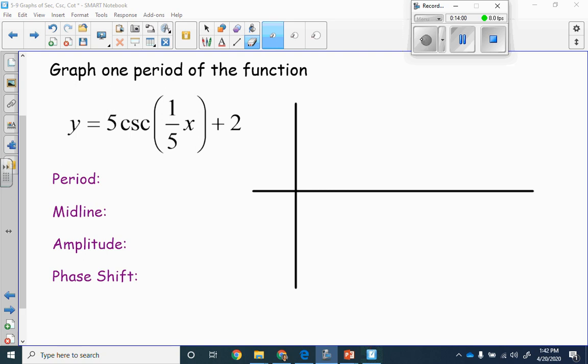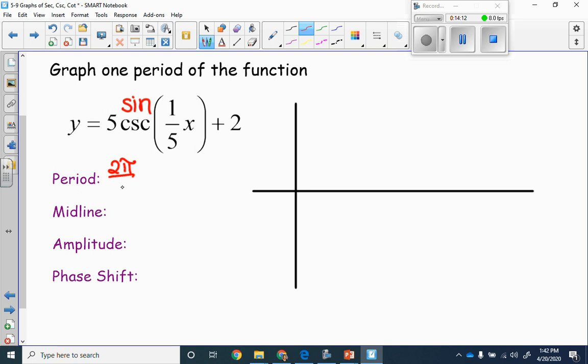Alright, so we're going to try another one right here. So this is the cosecant, so I'm going to tell myself, well, this is working with sine then. So I'm going to treat it like a sine function. So my period would be 2 pi divided by 1/5. So that's going to give us 10 pi for the period. Again, sine, now that would have a midline, and we'd be at y equals 2. My amplitude would be 5. My phase shift here, there is none. So I'm doing all this information to help me graph out what that cosecant is going to be.